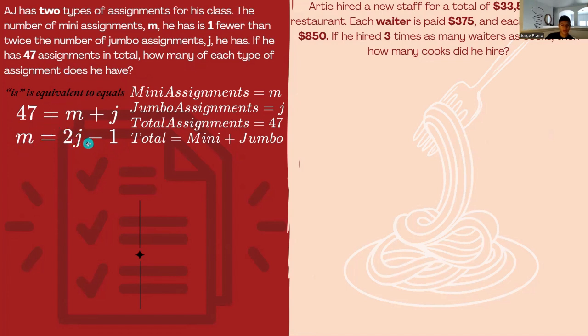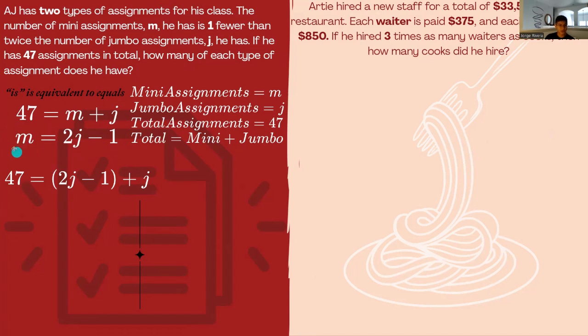So basically, if he has a set amount of jumbo assignments, you multiply that by 2 and then you minus 1, that's going to be the amount of mini assignments. So in theory, in actuality, he should have more mini assignments than jumbos. So yeah, so if we can set up this equation, right?